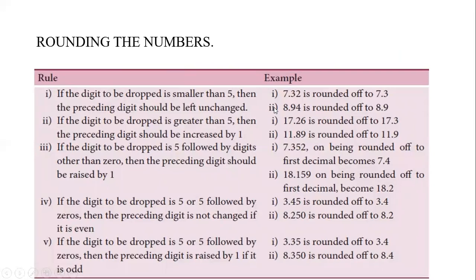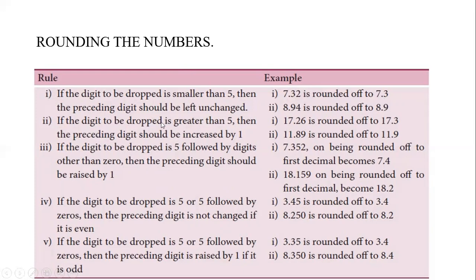The last topic is rounding numbers, how we can round off values. Rule number 1: if the digit to be dropped is smaller than 5, then the preceding digit should be left unchanged. Have a look at this term 7.32. The last digit to be dropped is 2, which is smaller than 5. So we can simply return it as 7.3. 2 will be dropped out.